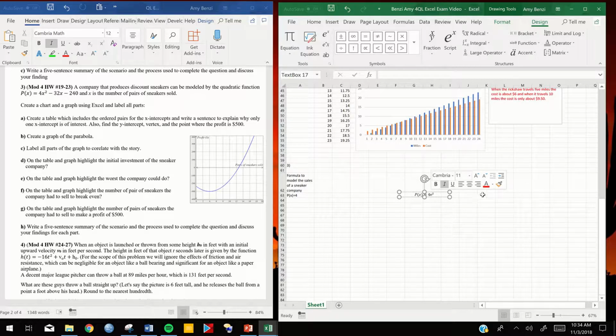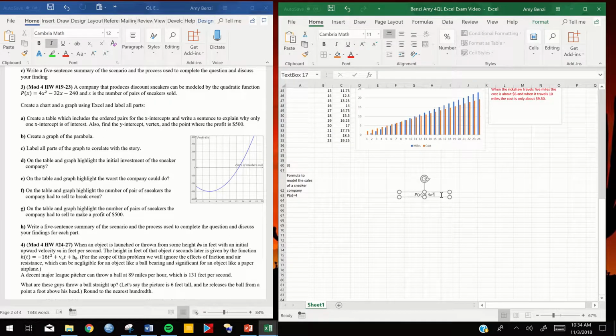Sometimes you have to be careful the way you change things, because there are automatic features that will delete things and do different things. So here I have 4x squared minus 32x minus 240. All right.